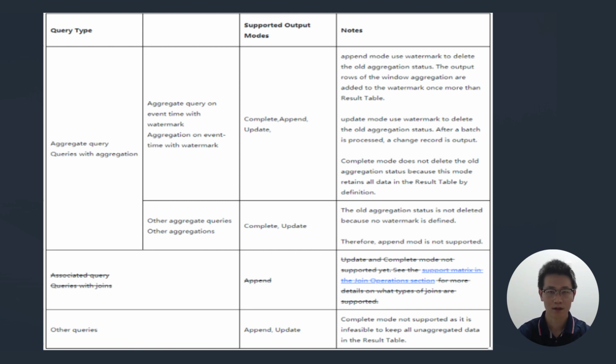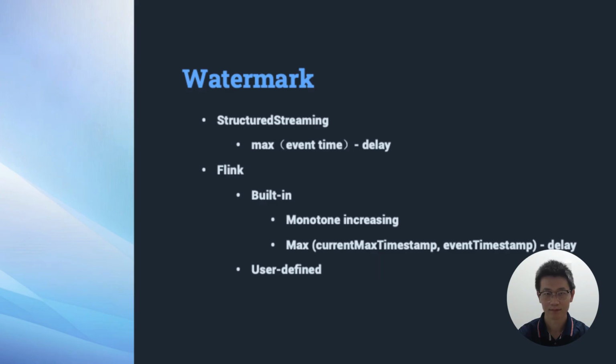As far as calculating watermarks, I've looked into two methods, structured streaming and Apache Flink. In structured streaming, it's relatively simple. Watermark is calculated based on the maximum event time in the data from the previous batch processing, minus the maximum allowed delay you have configured. This value represents the watermark for the next batch processing.